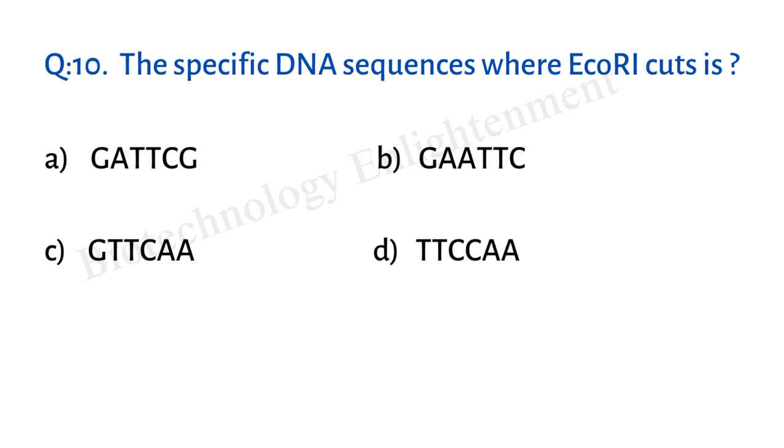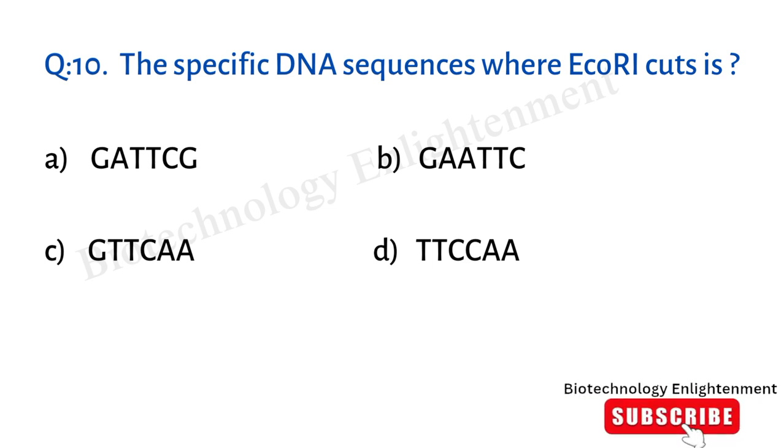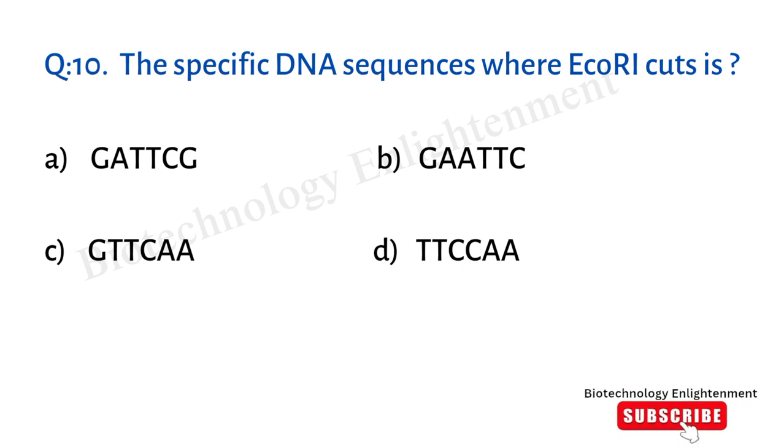Question number 10. The specific DNA sequence where EcoRI cuts is: option A, GA-TTCG, option B, GAA-TTC, option C, GTT-CAA, option D, TTCCAA. EcoRI is a restriction enzyme that recognizes and cuts the specific DNA sequence GAA-TTC, and it forms sticky ends. So the correct answer for this question is option B.